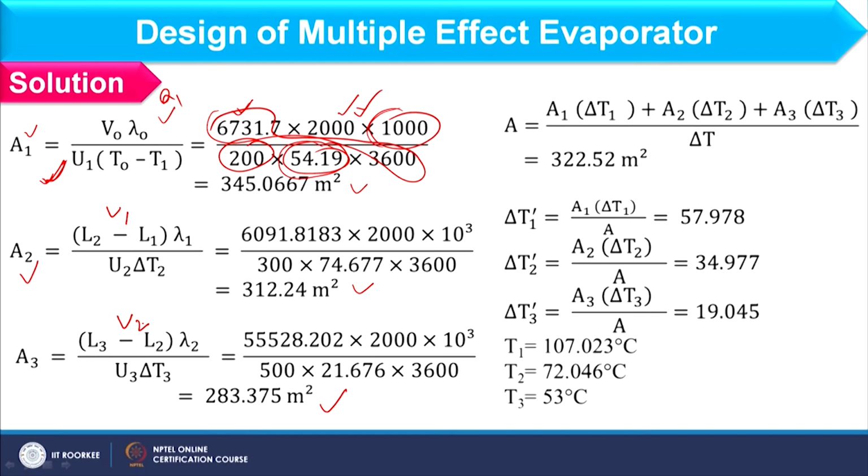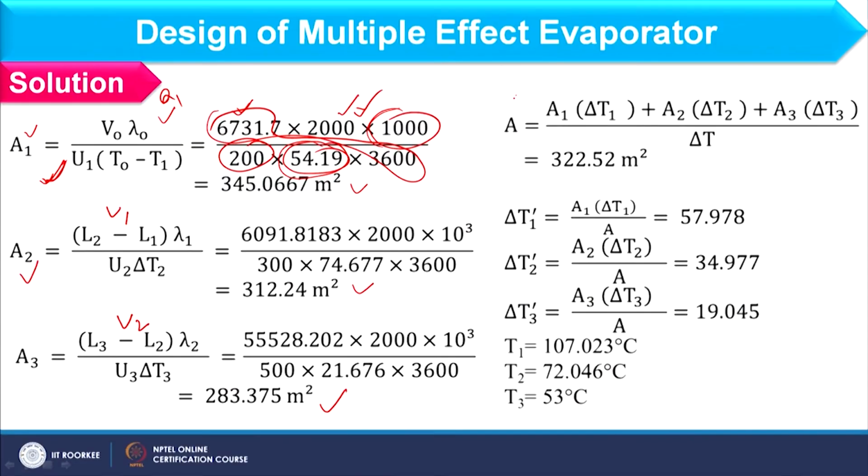Okay. Now, once I am having area of each effect, and initially we have assumed that area of each effect should be equal. So, we have to find out average area, and then we will consider how the area of each effect is deviating from the average area, and so we will revise the temperature difference values, right. So, let us see how to find out average area in the system. You can find out considering this equation where A is equal to A1 delta T1 plus A2 delta T2 plus A3 delta T3, and it should be equal to A delta T, right.